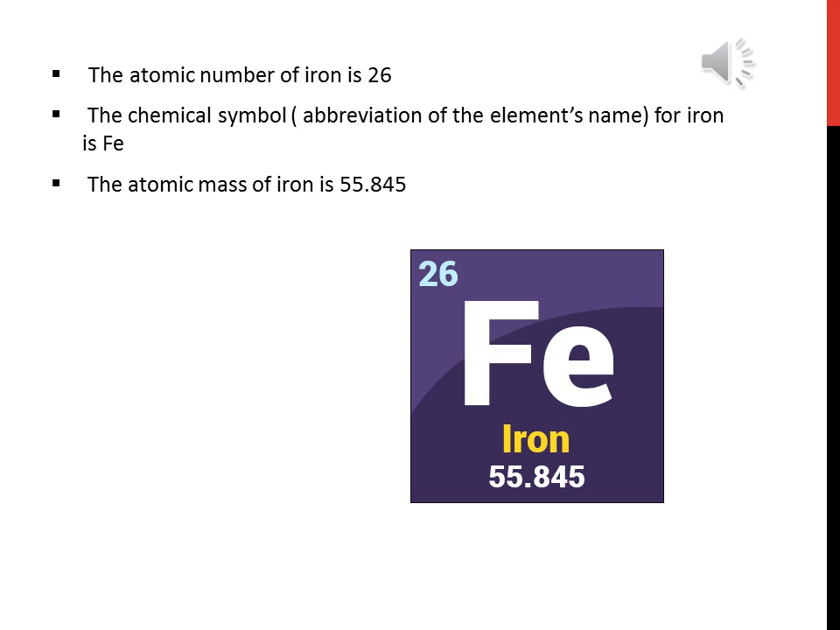The last entry in the square is the atomic mass. The atomic mass of an element is the average mass of all isotopes of that element. For example, iron has 4 isotopes: iron 56, iron 54, iron 57, and iron 58. So the average atomic mass of iron is determined from the combined percentages of all its isotopes.